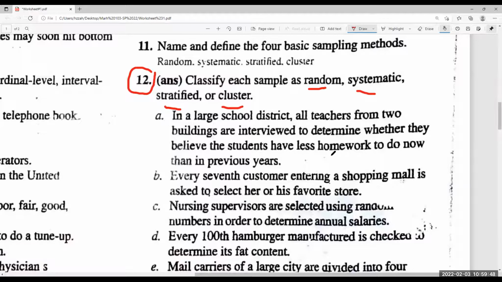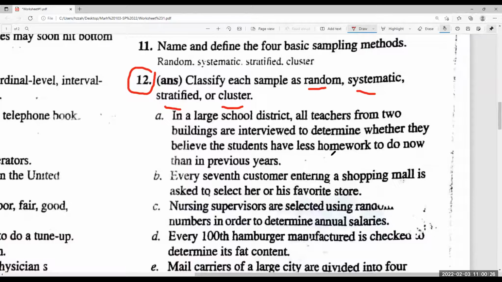It's cluster because in a large school district, there are many, many buildings. So what they did, they only picked 2 buildings. For example, they may pick the science building and ask the question. Your result is not going to be a good representative, because how about the other buildings? You just pick 2 buildings, 2 zip codes only. So it's clustering. Any question?